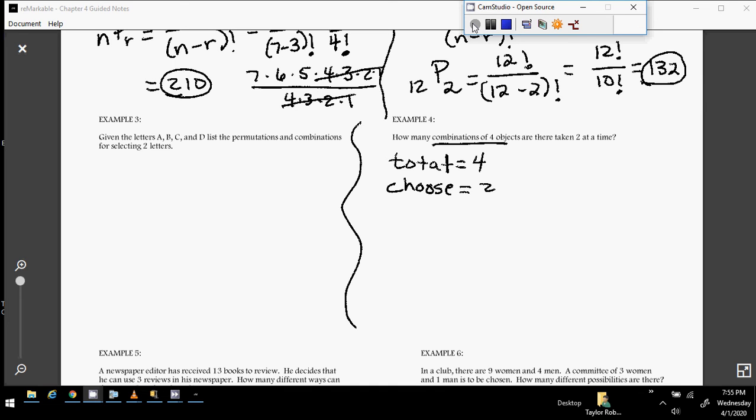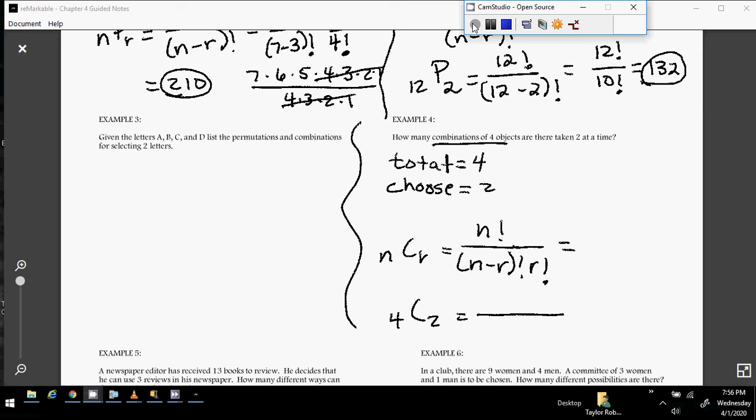So for a combination, that's nCr. The only difference here is we're adding an extra r factorial on the bottom. You don't have to memorize these equations, guys. They're given to you. They're in your notes. So just look at them. Alright, so n is 4. So 4C2. And this is what it will look like. 4 factorial.